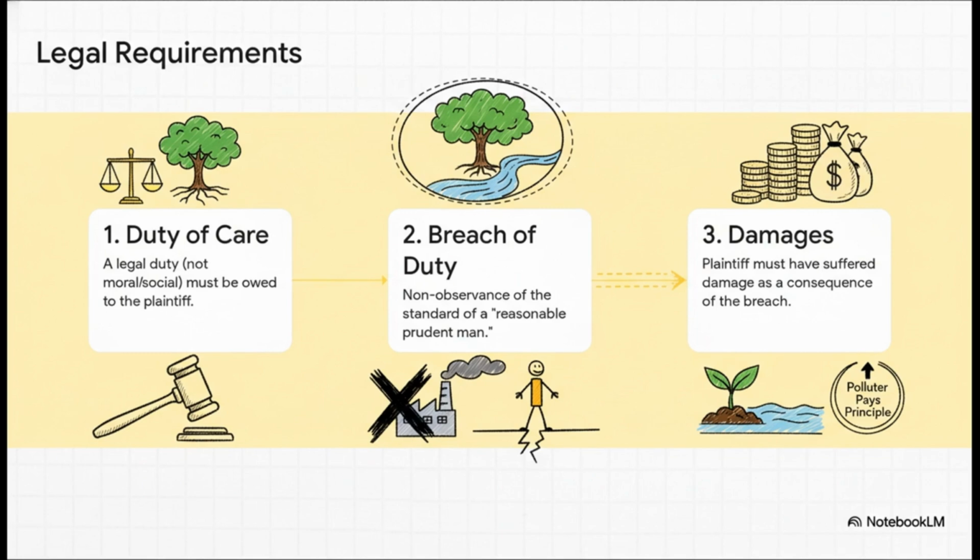And third, there must be consequential damages. It's not enough that a duty was breached. The plaintiff has to prove that this breach actually caused harm or injury. And this is where the polluter pays principle becomes operative, making the polluter liable not just for compensating victims, but also for the costs of restoring the damaged environment.